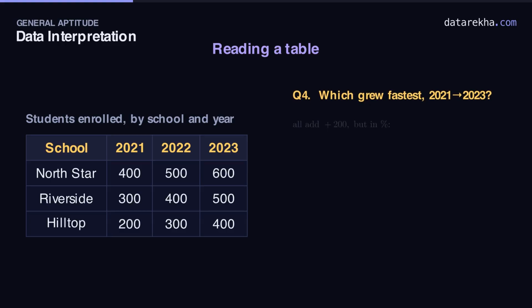Fourth, and this one has a sting, which school grew fastest from 2021 to 2023? Every school added exactly 200 students. So by difference alone, it's a three-way tie. But growth means percentage change over the starting value. North Star added 200 onto 400, 50%. Riverside, 200 onto 300, 67%. Hilltop added 200 onto just 200, a full 100%. Same absolute jump, very different growth.